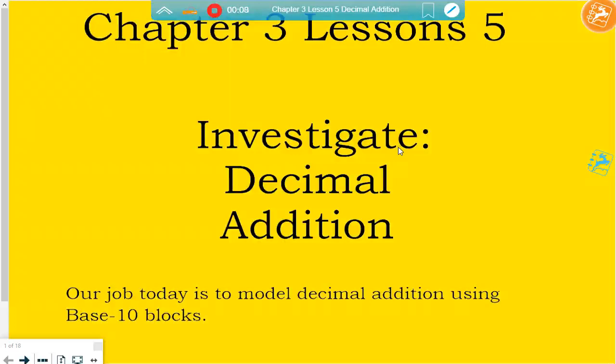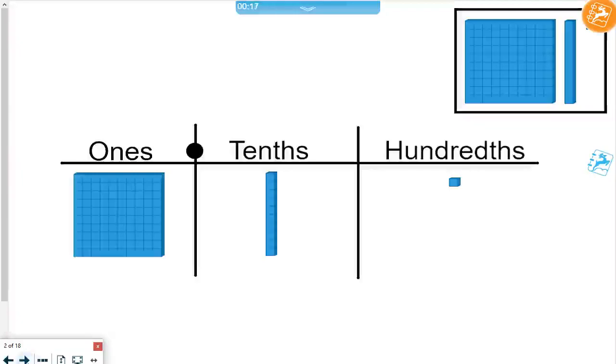Right, today we're going to use base 10 blocks to do some decimal addition, just to get us ready for doing it. So when we look here, we're going to use our base 10 blocks. We have our 100 block, which is going to represent the ones. There's our decimal point. Okay, and then we have our tenths, which is a stick, and our hundredths.